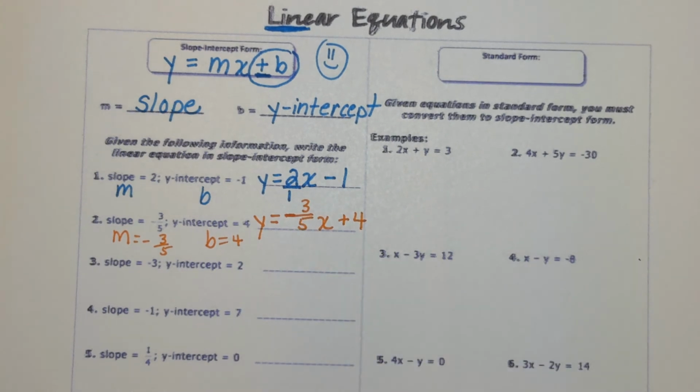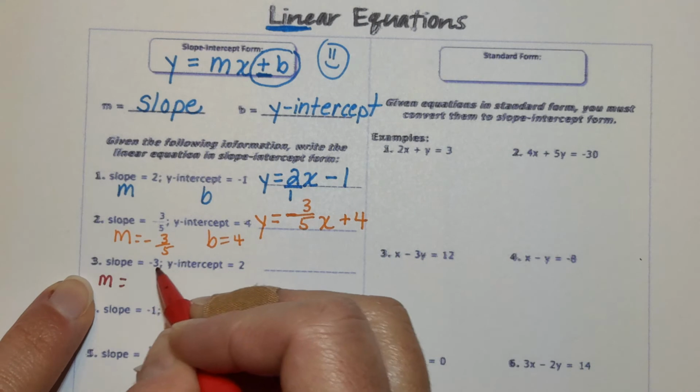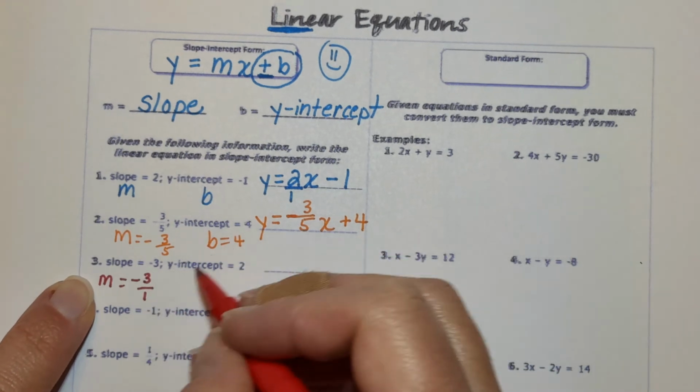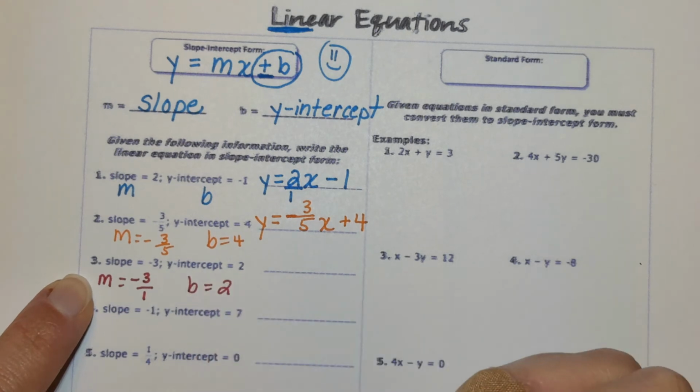So the m was -3/5 and the b was 4. All right, so again, you're just plugging those two numbers in, leaving the y as y, leaving the x as x. Let's do the next one.